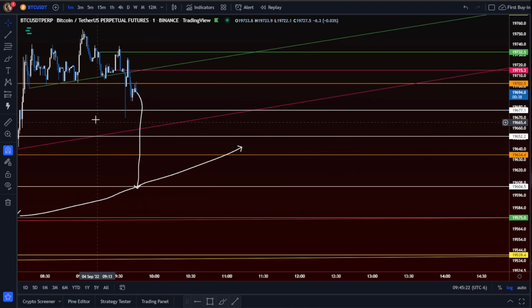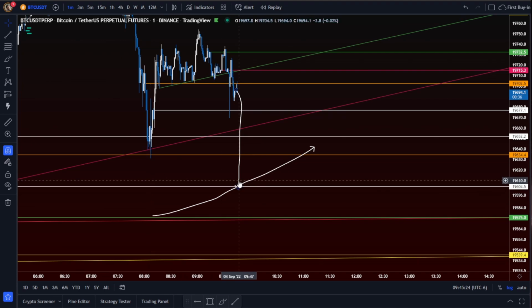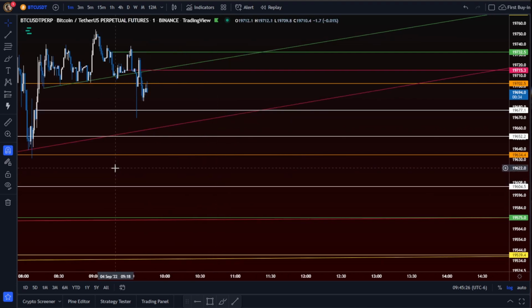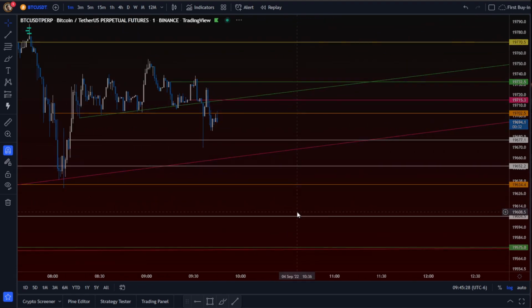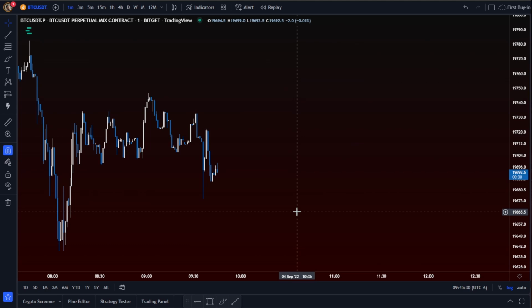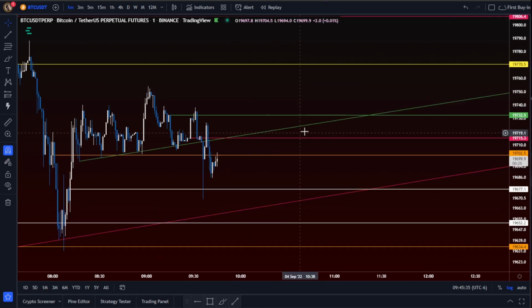It's just such an ugly trade. This is the kind of trade I'll usually just walk away from and not take, and just come back and see what happened, because it becomes too frustrating. This kind of trade, you want to take it so bad, but it's just not there.